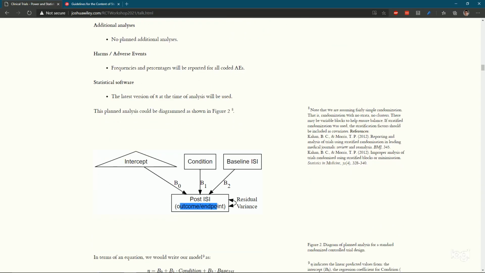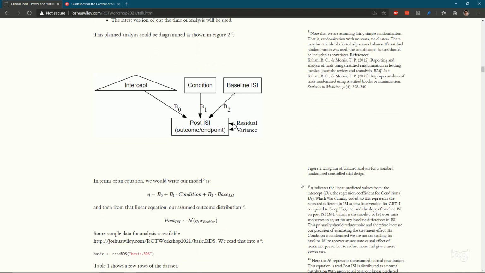The primary outcome and endpoint is post-intervention ISI. We'll have an intercept predicting that, which has a parameter B0, the condition effect, which has a parameter B1, and baseline ISI, which has a parameter B2, and we'll also have the residual variance, the unexplained variability in insomnia symptoms at post-intervention that's not explained by any of these 3 factors. So this is just a diagram, a sketch of what our final primary analysis for the primary outcome and primary endpoint will be.